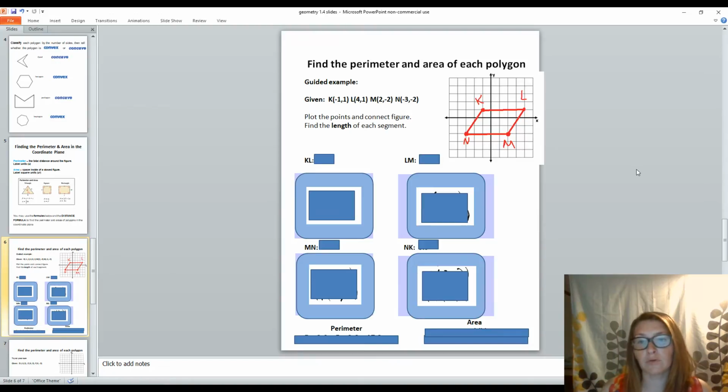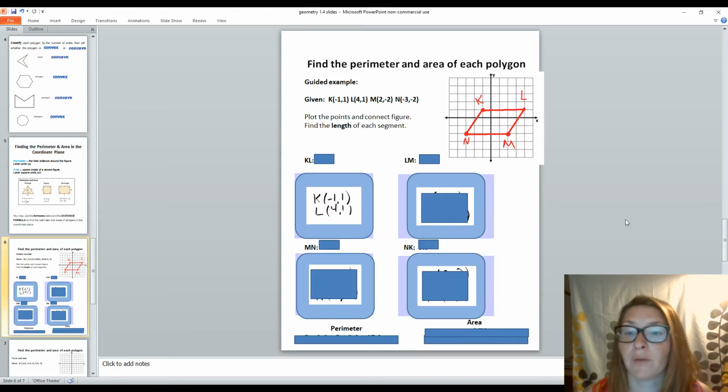Remember, you want to label your points, so I labeled K, L, M, and N. And now we want to find the lengths of each segment. Now remember, we want to find those lengths. So to find the length, we need to use the distance formula. So the first thing I want to do is identify the ordered pairs I'm using. So for KL, I am using the points from K and the points from L. Notice again, I stacked them on top of each other, and I'm plugging into our distance formula.